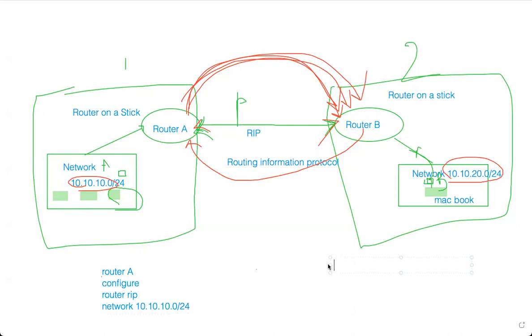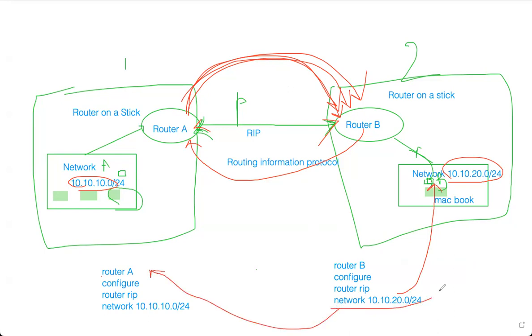Similarly, what we're going to do, guys, on router B, is configure router RIP and the network statement. What will be the network statement here, guys? 10.10.20.0/24. So router B is saying, hey, I have this network as my network. I'm going to send that network to you.